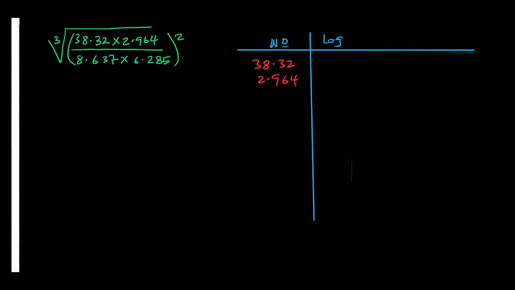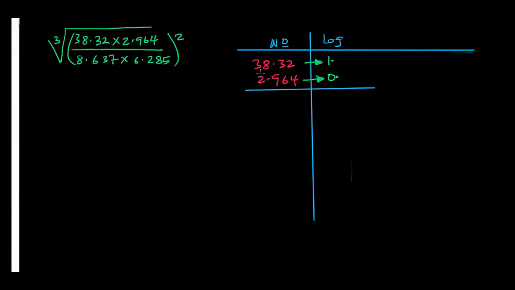But let's focus on the numerator now. For the numerator, we have 38.32. You see, we have two numbers before the decimal point. It means that we'll just write 1 here as the integer. Since here we have just one number before the decimal point, the integer here will be 0.